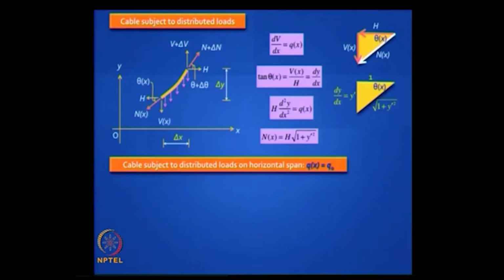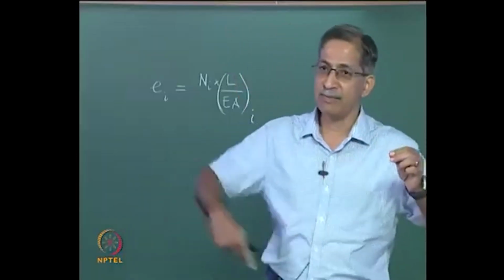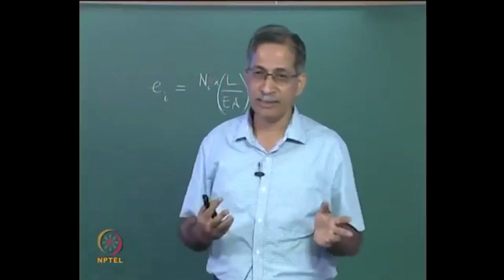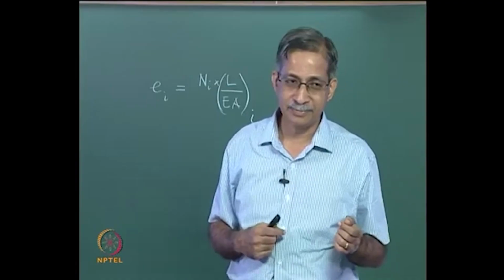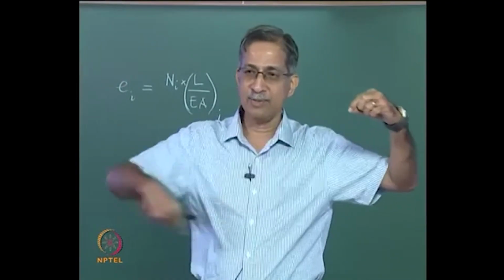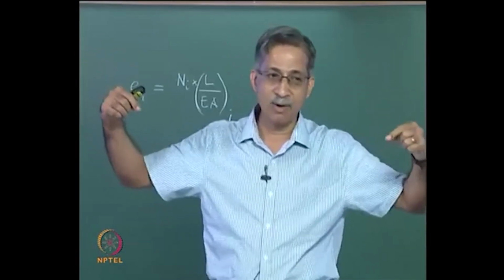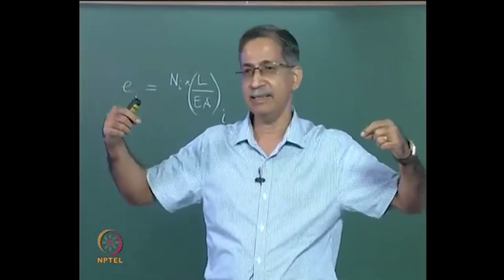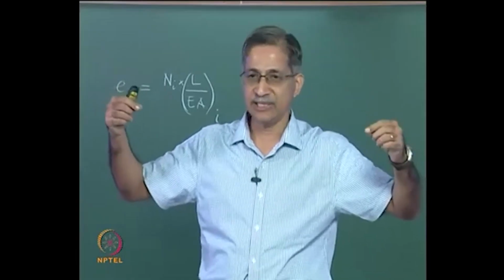The most common type of distribution in loading is uniformly distributed load, and this can be done in two ways. One is uniformly distributed along the horizontal span, the other is uniformly distributed along the curved span. When do you encounter these two cases? Well, self weight is uniformly distributed along the curved span, and the shape of that cable is called catenary, from the word catena, which means chain.